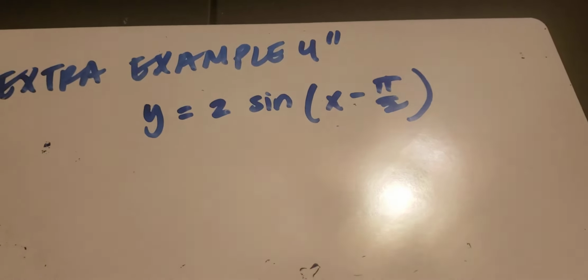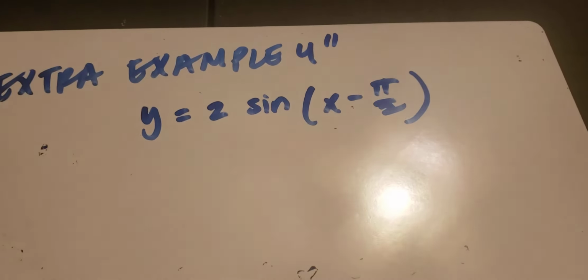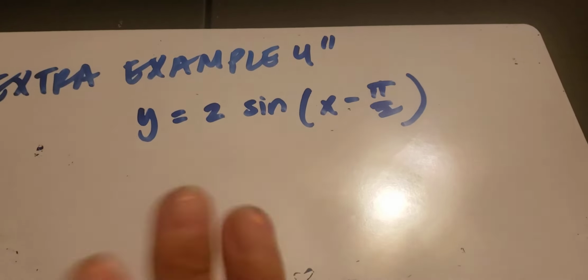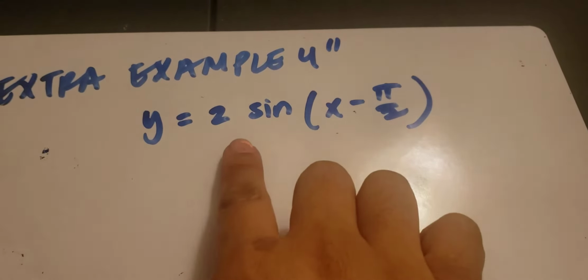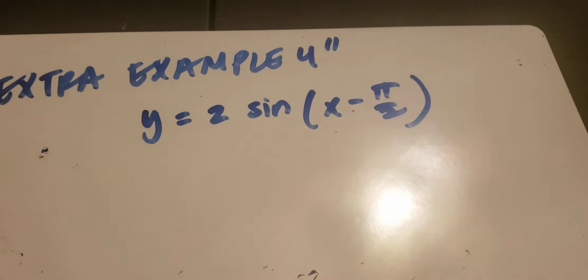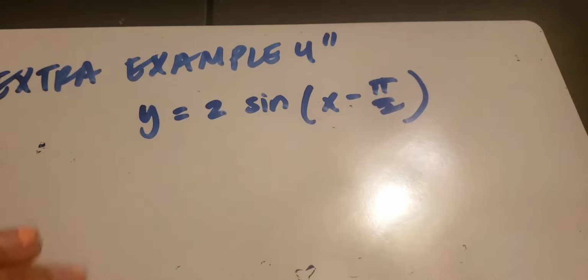Okay, here we go. I'm going to do the extra example because I think I'm going to give you guys the checkpoint on example 4 on page 296. So basically the directions are to analyze the graph of y equals 2 sine of x minus pi over 2. So now we're going to put together all the different things that we know. Okay, so here we go.